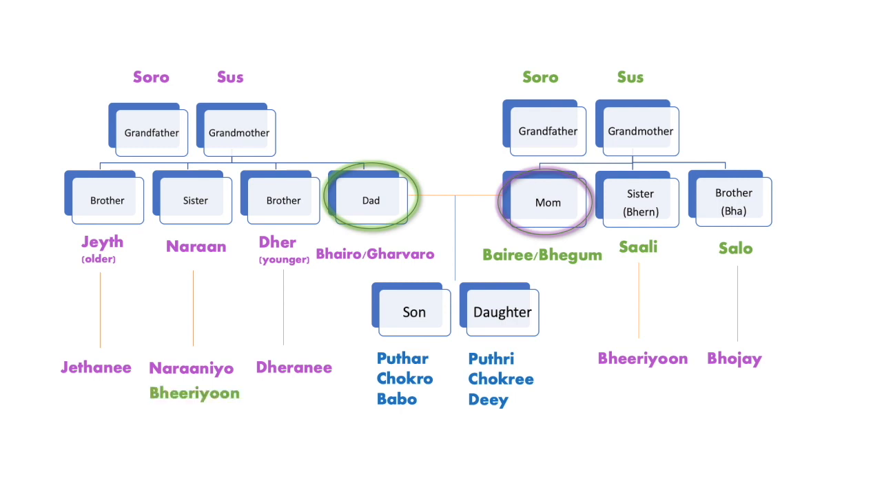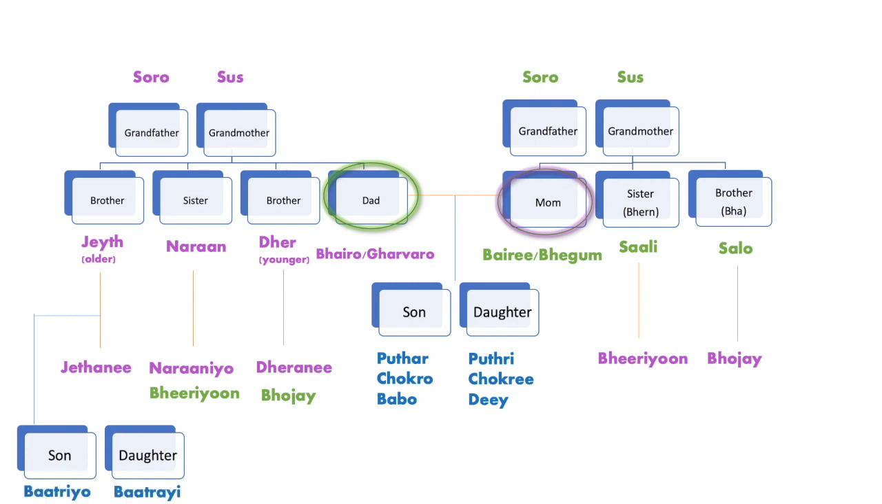And if your sister had a husband, that would be your bhenyu. And if your brother had a wife, that would be your bojai. And again, you would call your son and daughter the same thing. If you want to take a screenshot, now would be a great chance.